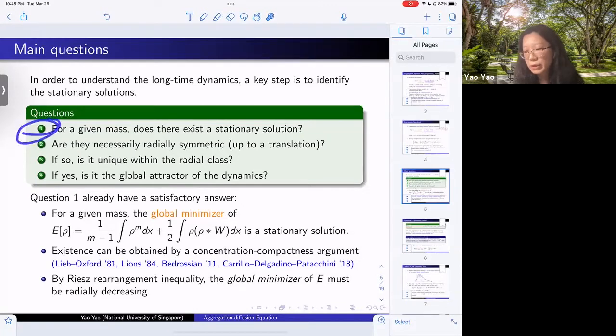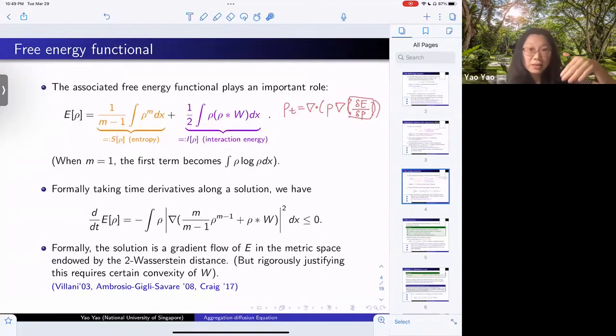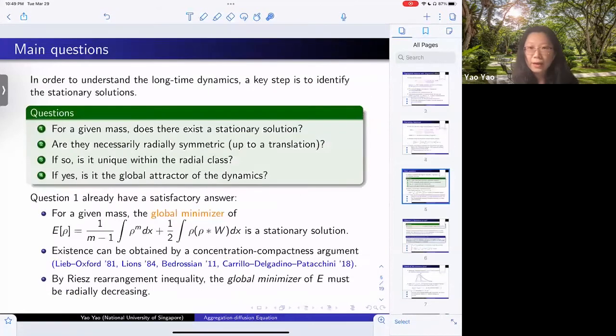For the first question regarding the existence of steady state, it already has a satisfactory answer, because for any given mass, we can simply look for the global minimizer of this energy functional, right? And then we would know automatically that any global minimizer would be a steady state, because if you are already starting at that global minimizer, then the previous computation tells you that your energy has to further decrease, but then you have nowhere to go. So it's easy to check that such a global minimizer is a steady state.